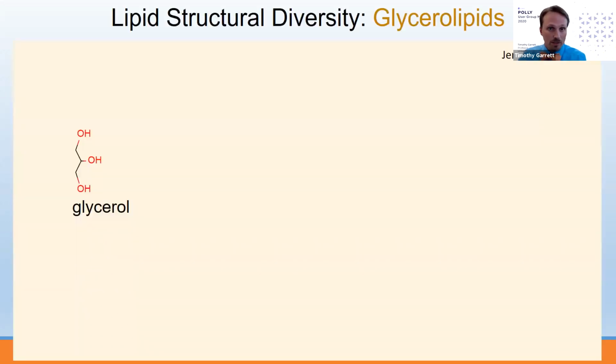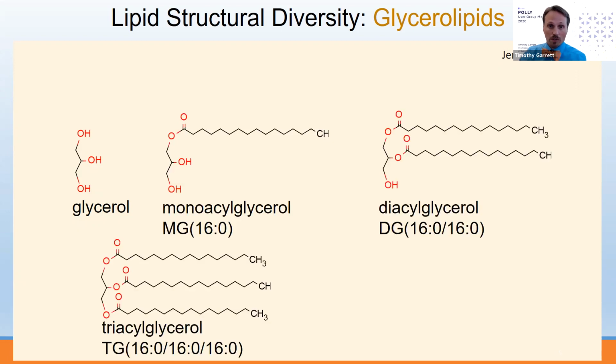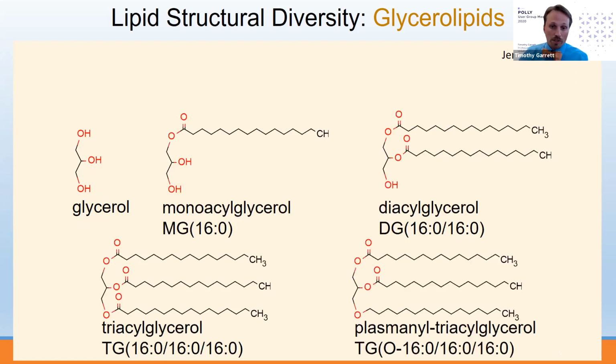One example of that is looking at glycerolipids. Glycerolipids start with glycerol, and these would be triglycerides. You can lead to monoacylglycerides, or MGs, and also diglycerides, and then finally triglycerides, where we have 3 fatty acyl chains attached to the glycerol backbone. Those can also be further modified to make plasmanyl triglycerides, which would have 1 ether-linked fatty acyl chain.